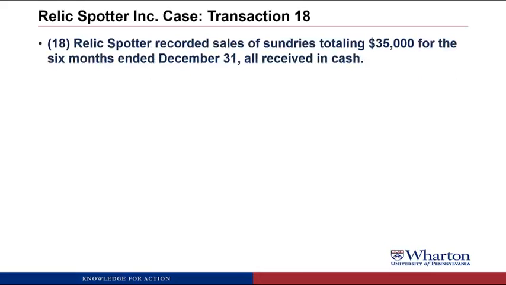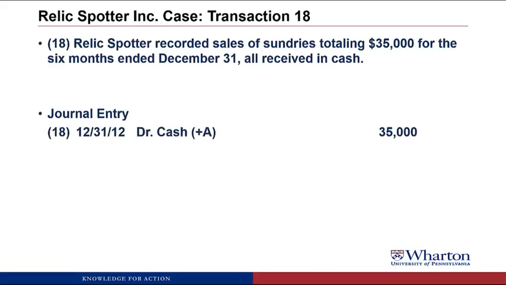Relic's Botter recorded sales of sundries totaling $35,000 for the 6 months ended December the 31st, all received in cash. Journal entry here is very straightforward. We're receiving cash. Cash is an asset. We make an asset go up with a debit, so we debit cash $35,000. Since we made a sale, we've delivered the sundries, we've gotten the cash, we get to record revenue. Revenue goes up through a credit as a stockholders' equity account, so we credit sales to increase the sales revenue by $35,000.